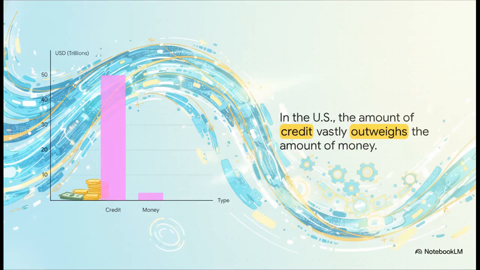And the scale of this is just mind-blowing. In the U.S. economy, for example, there's about $50 trillion in credit floating around, compared to only about $3 trillion in actual money. That tells you everything you need to know. Credit absolutely dwarfs cash, and that's why it's the real driver of the economic swings we all feel.